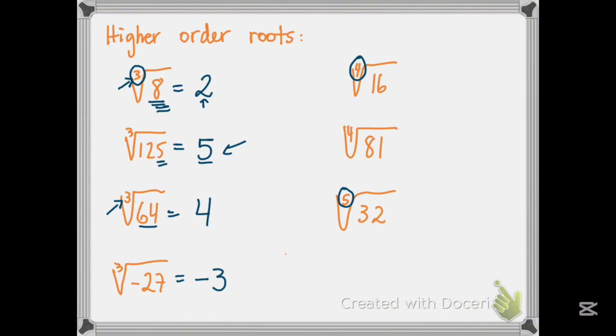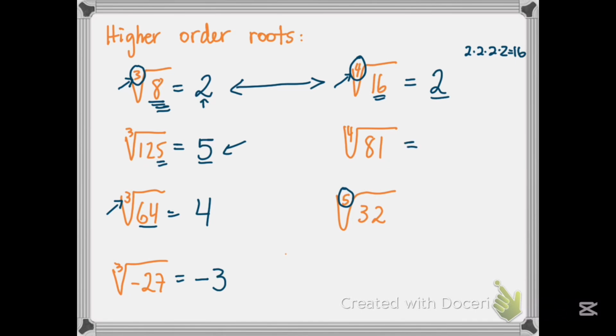Now we have the fourth root of 16. So which number multiplied by itself 4 times gives us 16? So in this case, it's going to be 2 again. So notice these two have the same answer. They are the same thing. Because 2 times 2 times 2 times 2, 4 times, is 16. So the answer is 2.